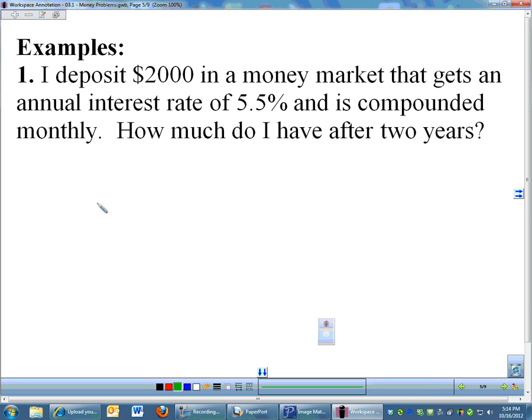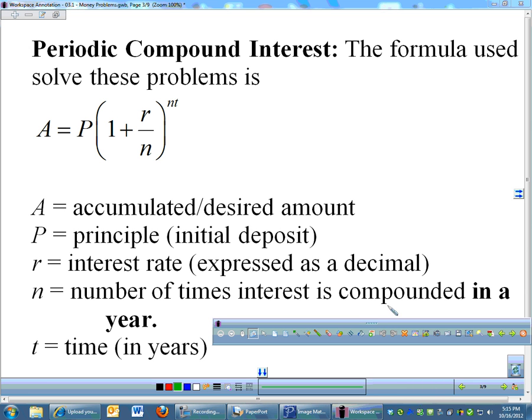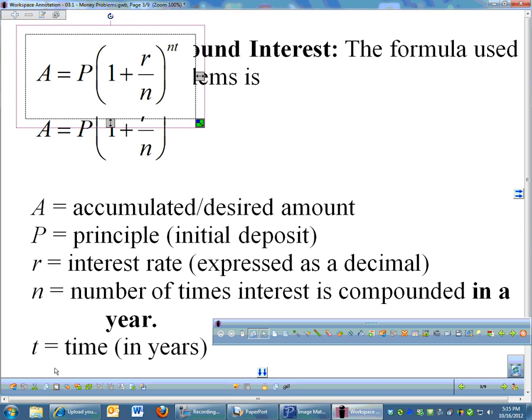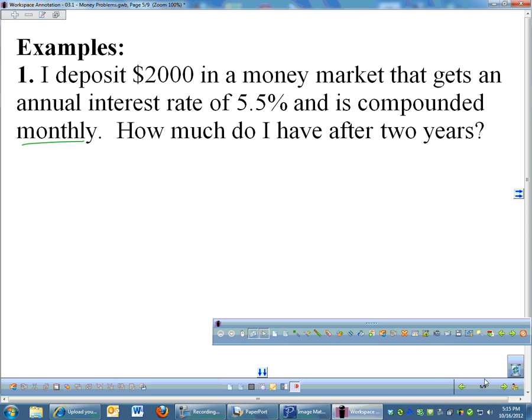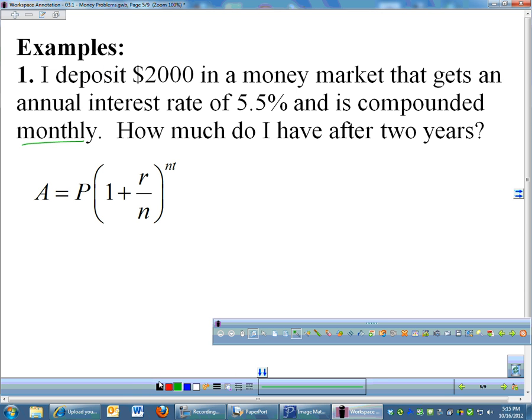So a couple of examples with money problems. And you have to make sure you pull all of the information out. The first thing we need to do, if it's a money problem, is decide if it's compounded continuously or periodically. And this one, if you read the problem, it says this is compounded monthly. That's periodic, which means we're going to use this formula right here, the uglier of the two. So let me get a screenshot of this formula, and we'll pull this over to work that problem. So here's my formula that I'm going to use for this problem. And now we have to pull all of the information.